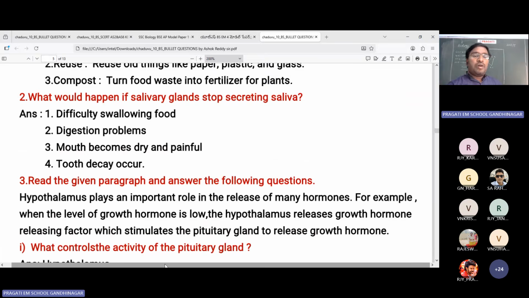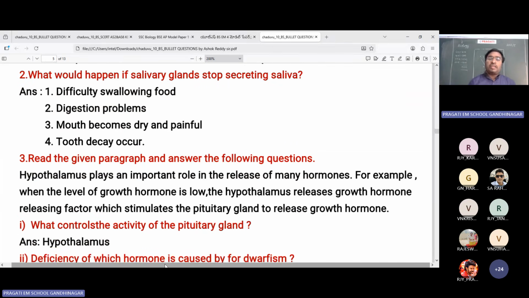Next one is, what would happen if salivary glands stop secreting saliva? See, children, if saliva is not secreted by the salivary glands, yesterday we discussed the chemical changes of saliva, how saliva converts complex sugars into simple sugars. In the saliva experiment also we discussed that. If saliva is not secreted, what will happen?